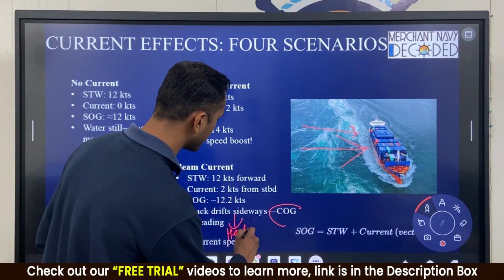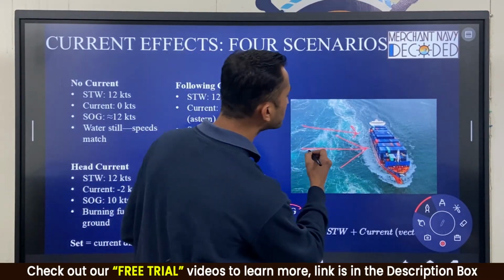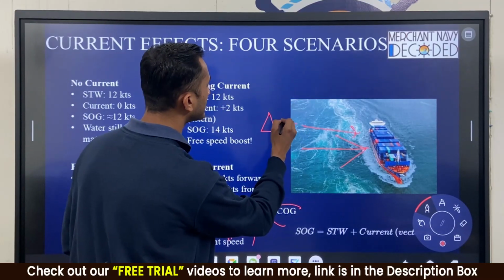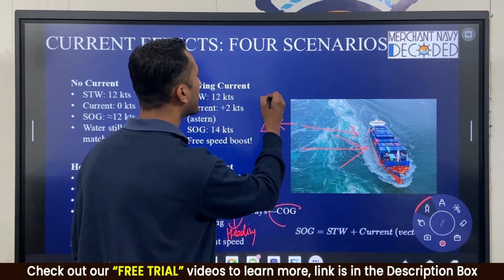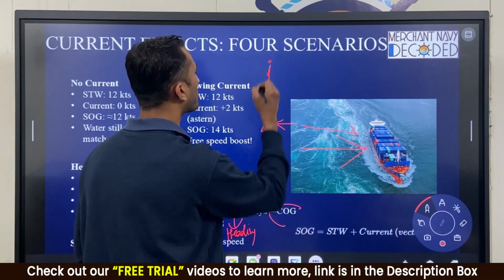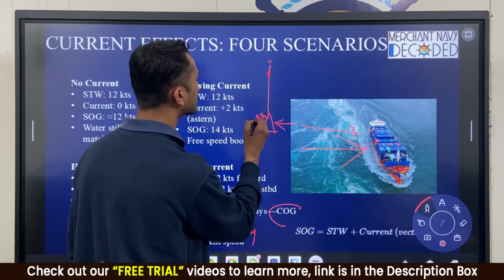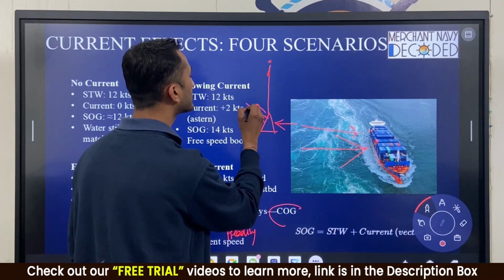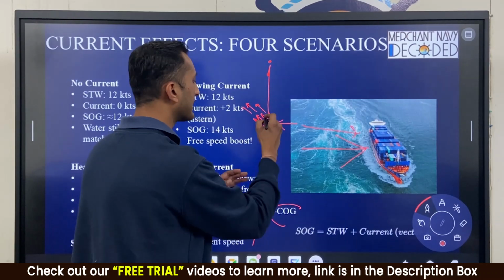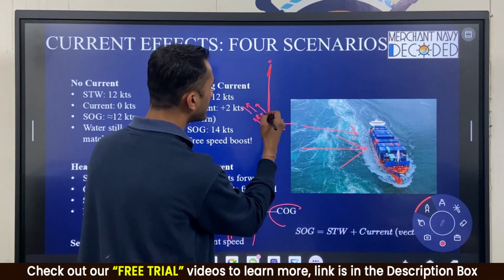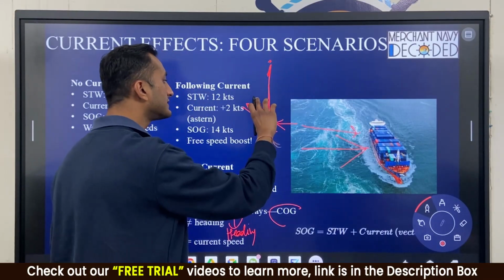This is heading, because the current is pushing her over like this. She is going like this and the current is pushing her over like this. She is looking at this particular point, but bodily she is moving like this. With respect to the ground, she's moving like this. Her eyes are at this point, but with the push of the current, she's moving like this. So this is course over ground.